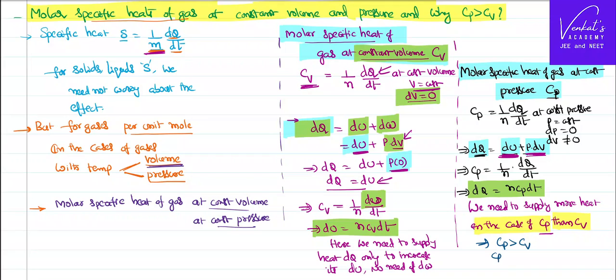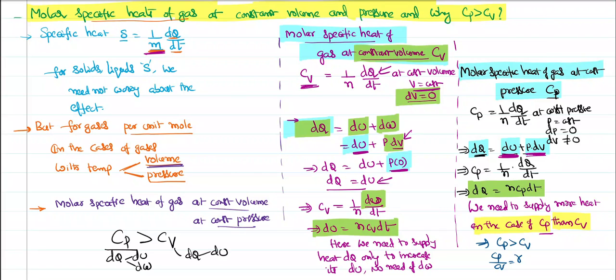Of course, the ratio of Cp by Cv is called gamma, the ratio of specific heats. We'll talk about that in another video, right? But as of now, I need to tell you once again that Cp is greater than Cv simply because in the case of Cp, we need dQ to increase internal energy as well as to do external work. Whereas in the case of Cv, we need to supply heat energy only to increase internal energy and no need of doing any external work.